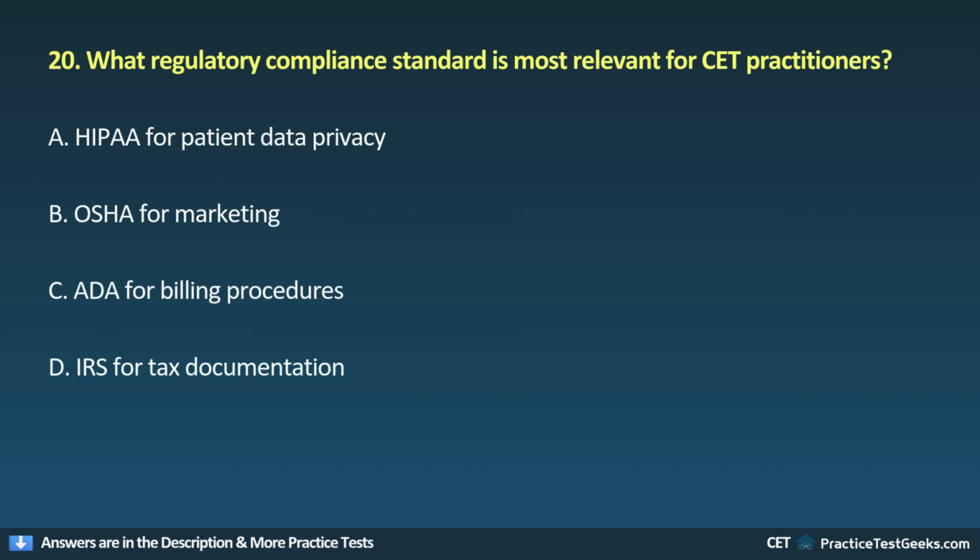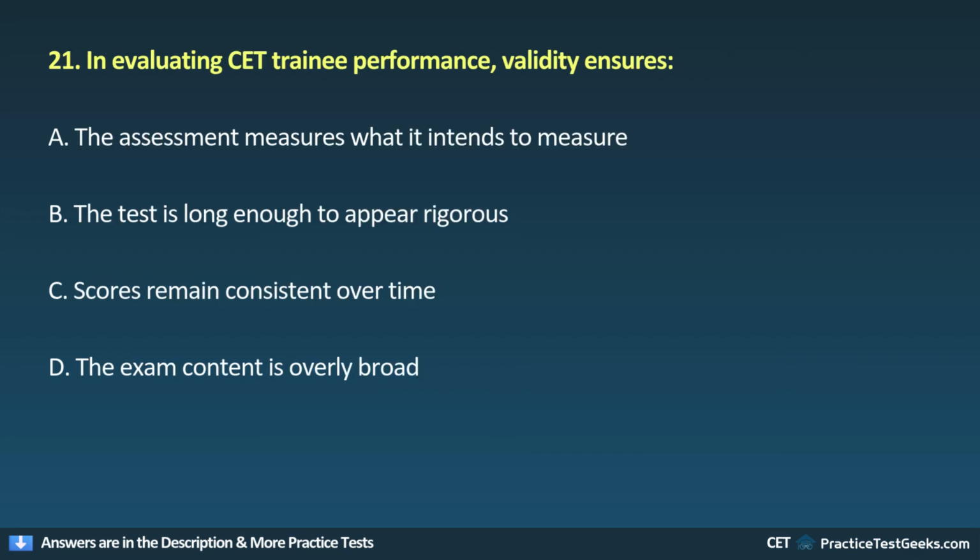A. HIPAA for patient data privacy. B. OSHA for marketing. C. ADA for billing procedures. D. IRS for tax documentation. 21. In evaluating CET trainee performance, validity ensures A.